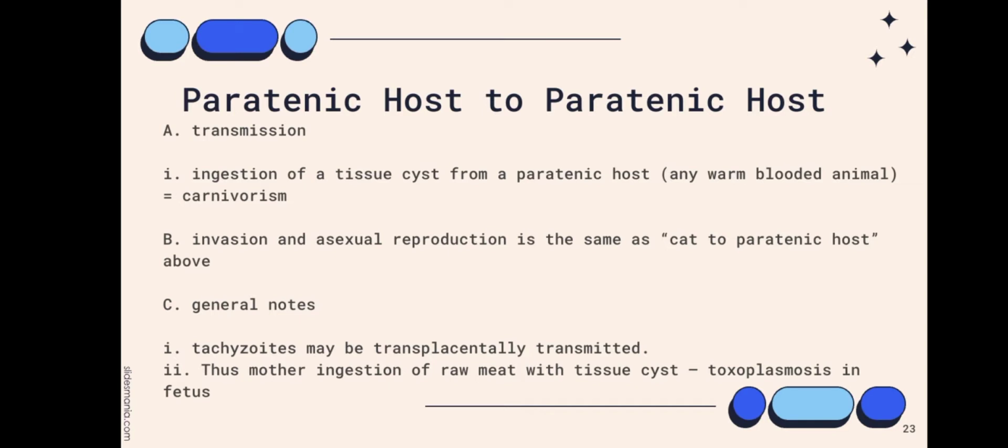Paratenic host to paratenic host. First, the transmission: the ingestion of a tissue cyst from a paratenic host, in any warm-blooded animal. Carnivorism. Next, the invasion and asexual reproduction are the same as in cat-to-paratenic host. General notes: tachyzoites may be transplacentally transmitted. Thus, mother's ingestion of raw meat with tissue cysts can cause toxoplasmosis in the fetus.